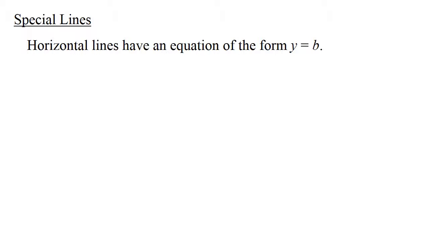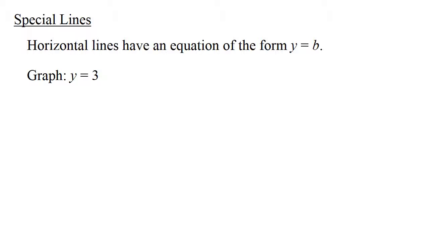Alright, a couple of special lines that you're probably going to run into. Horizontal lines. Horizontal lines always have the equation of y equals a number. Or it might be like y plus a number equals 0, and then you could move the number to the other side. But typically we see it as y equals a number. So like for example, y equals 3.